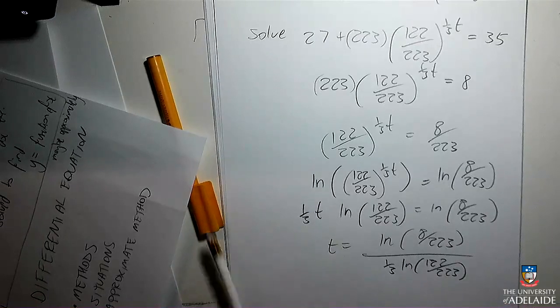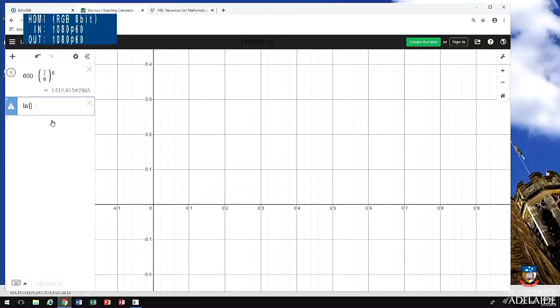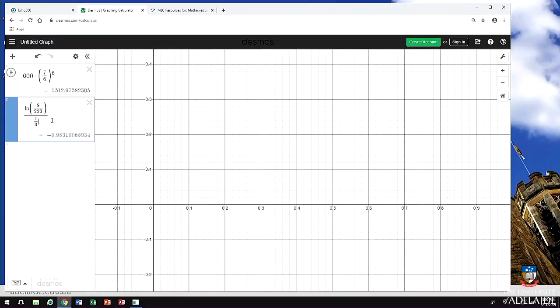And that's what a calculator is for. I should probably use a scientific calculator. Oh, it was a third, wasn't it? It was 123 on 223, I think. Yep. Which is 16.78 according to my calculator. Hours.